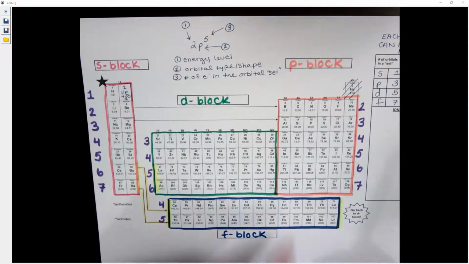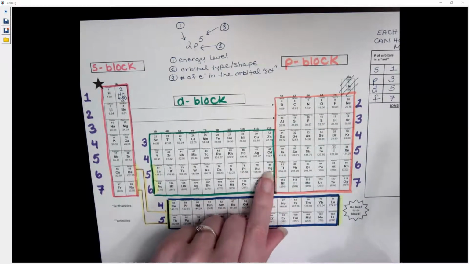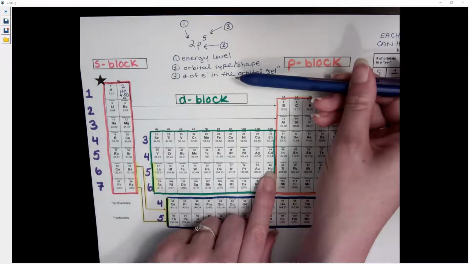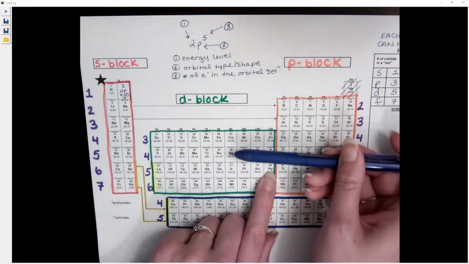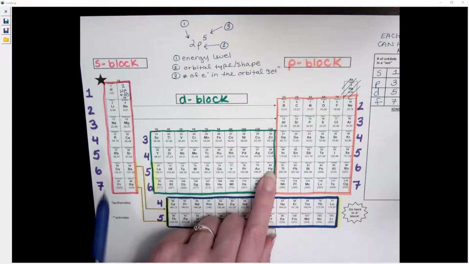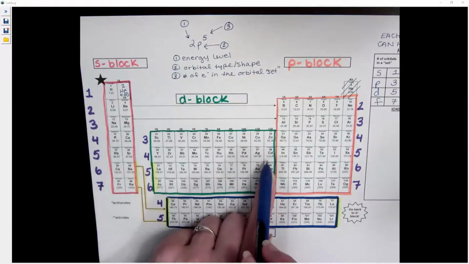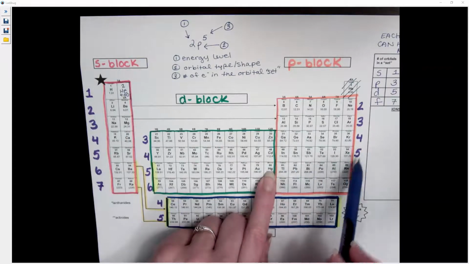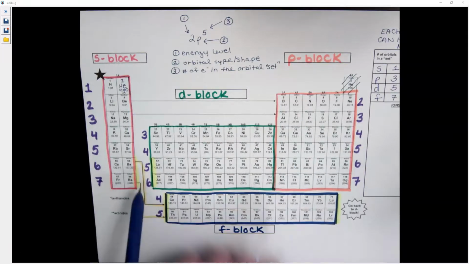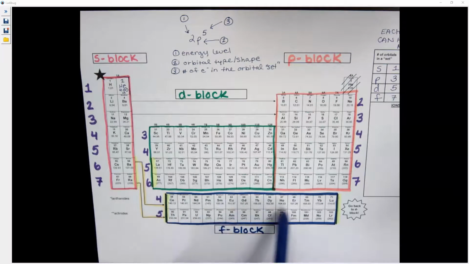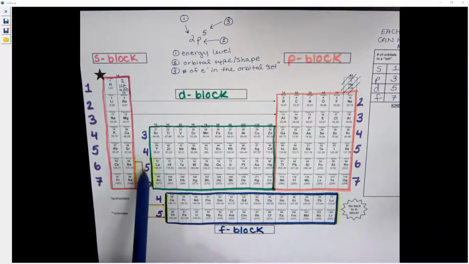Let's do mercury, number 80. Same thing, we're going to pretend like we said the top part, and we're going to get down to mercury. Okay, ready? 5s2, 4d10, 5p6, 6s2, 4f14, 5d10.